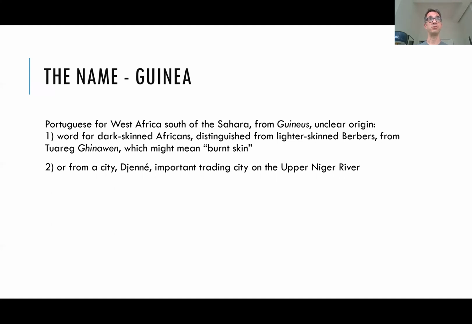Basically, you have a lighter skinned group of Africans in the Sahara who describe darker skinned people with a word that might itself be a slur. So the Portuguese description of this region may be drawn from a slur that they didn't invent, but one that's taken from light-skinned Africans. Or it's perhaps from the name of a city, Guinea, which is an important trading city at the time on the upper Niger River. So it's either a name that's a slur or it's a recognition of an important political entity. It's unclear, but that's where the word originally comes from, possibly.